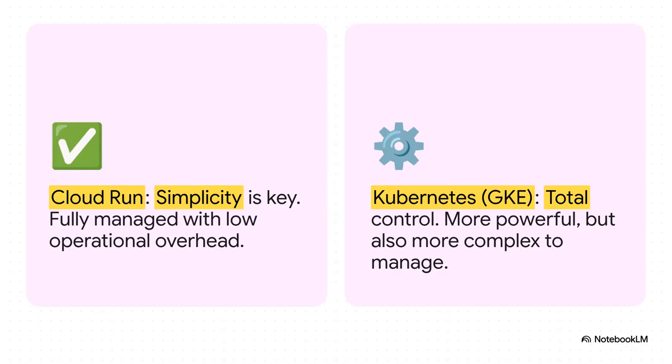Now for the big one. What about Kubernetes? The choice here is really between operational simplicity and total control. With Kubernetes, you can control everything, which is amazing, but it comes with a ton of complexity and a really high human cost to manage it all. Cloud Run just takes all of that complexity away.